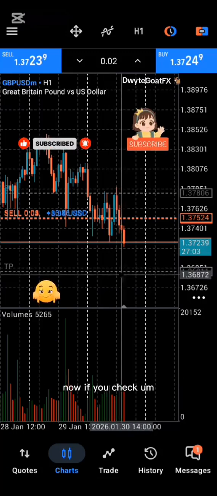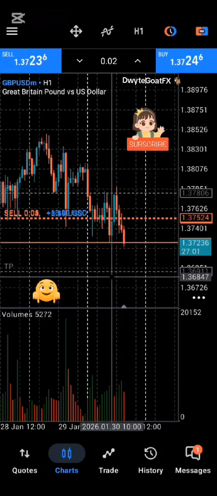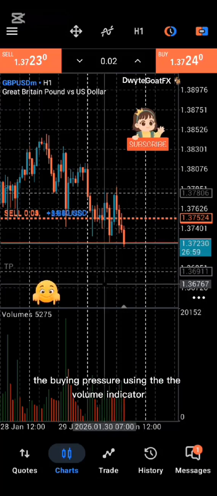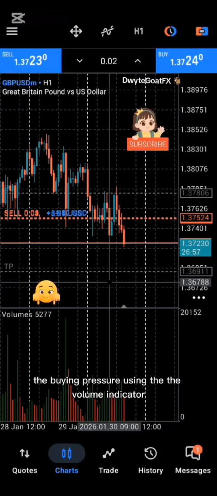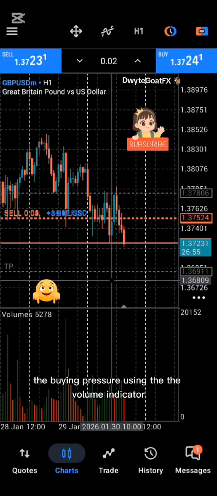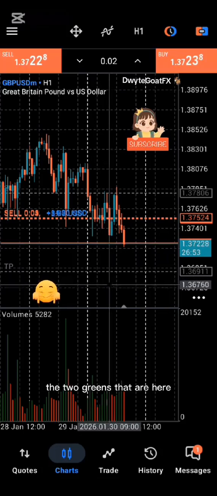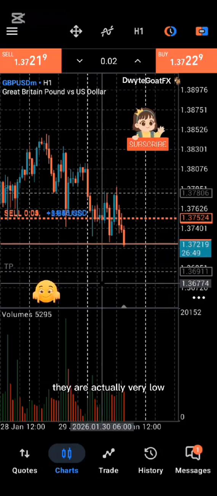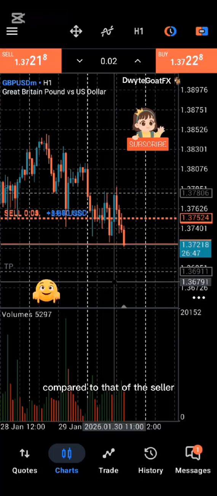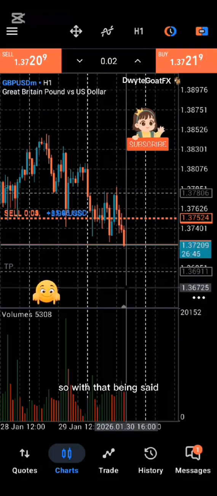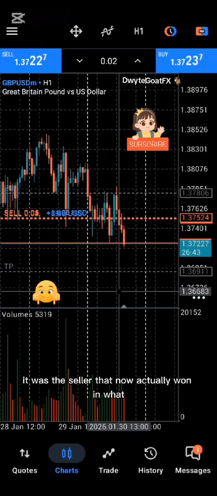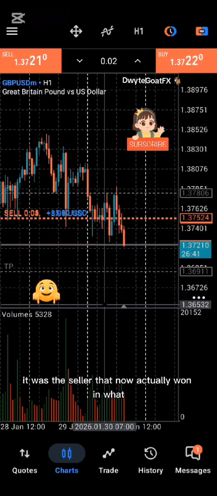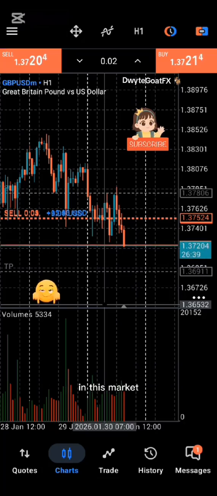Now if you check the buying pressure using the volume indicator, the two greens that are here, or the three greens that are here, if you check, you see they are actually very low compared to that of the seller. So with that being said, it was the seller that now actually won in this market.